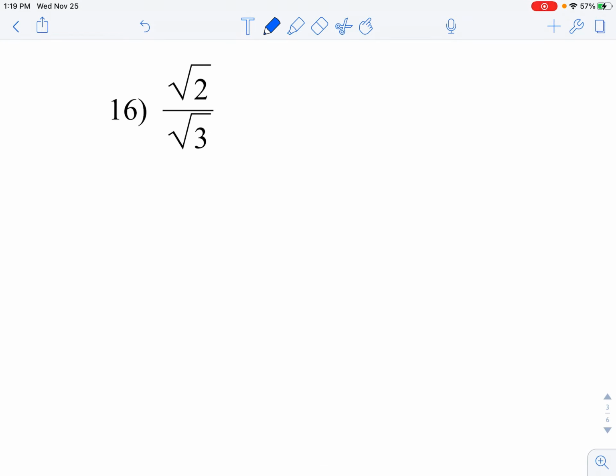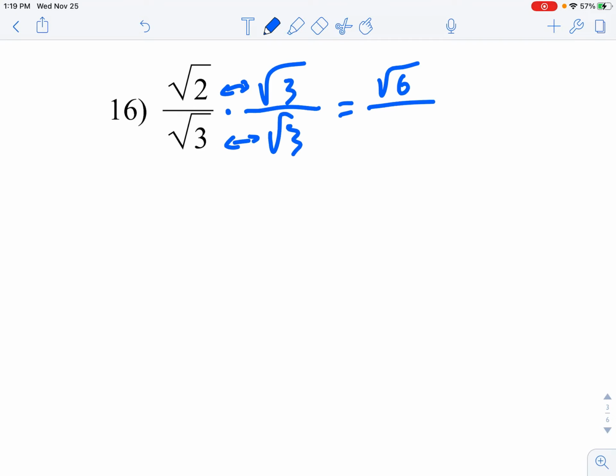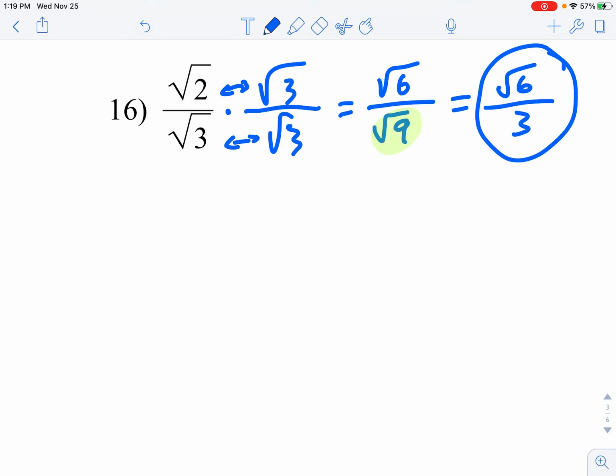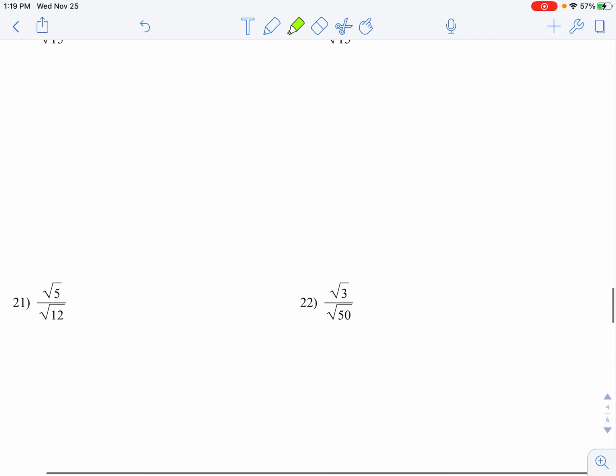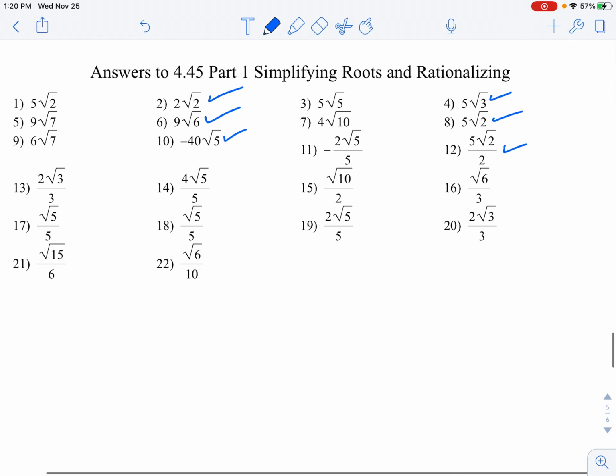All right, number 16. Now, this one's a little different because you have a radical on the top and the bottom. 2 and 3, if you could reduce those, they are compatible. You could do it, but 2 and 3 don't reduce. So we're just going to do the same process, multiply by square root of 3 over square root of 3. On the top, when we multiply them, because they're both square roots, we get square root of 6. On the bottom, you multiply them, square root of 9. The square root of 9 will simplify. Square root of 9 is 3, and that is the answer. Again, you cannot reduce the 6 and the 3 because one is radical, one is not. So they're not compatible. And you see the answer right there.